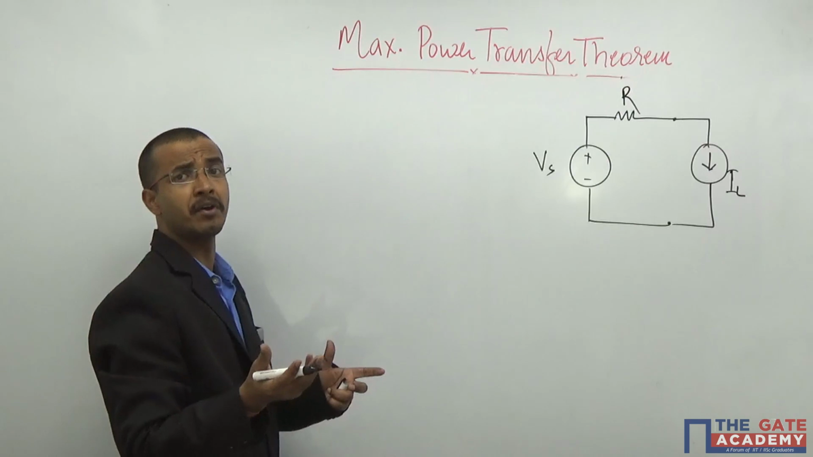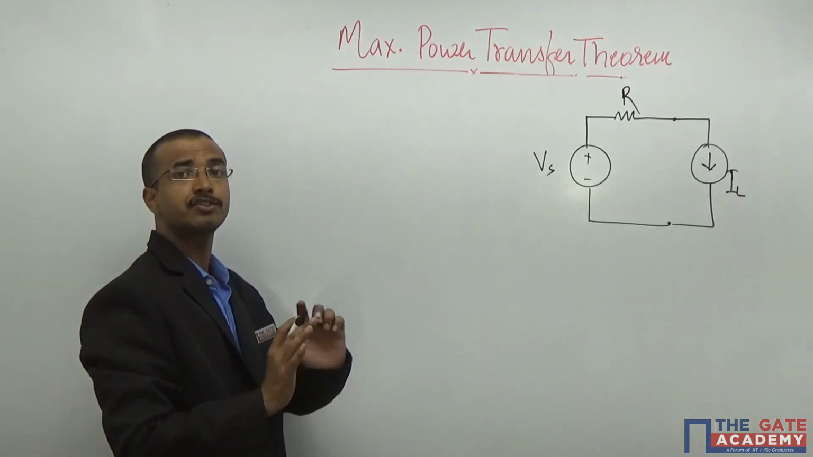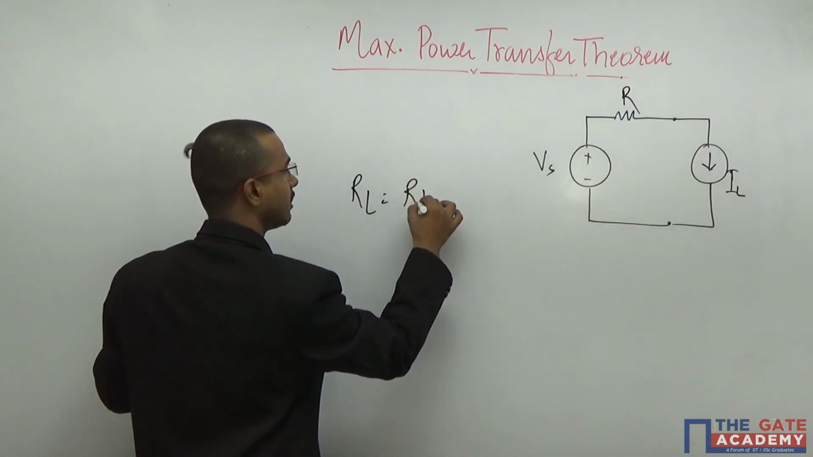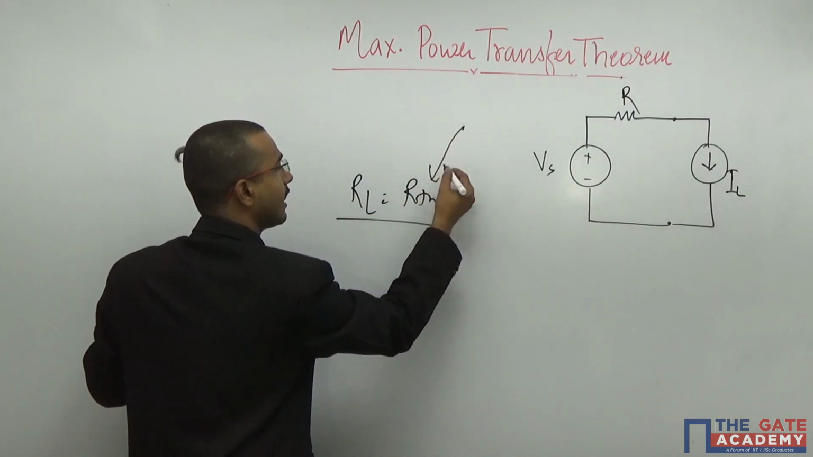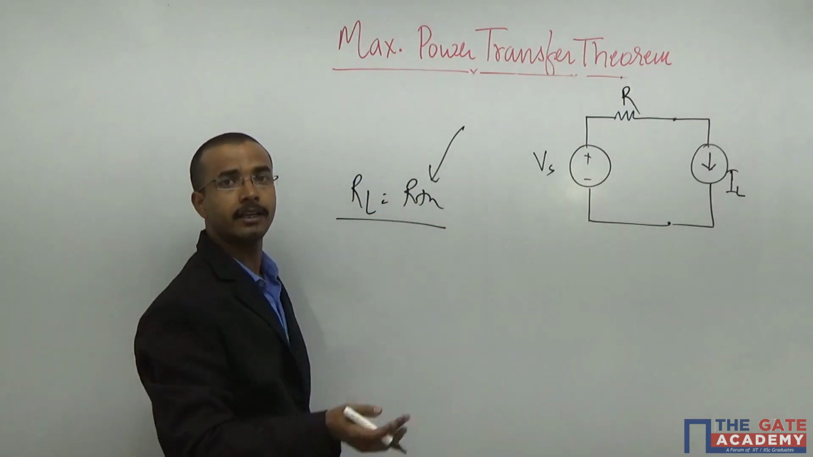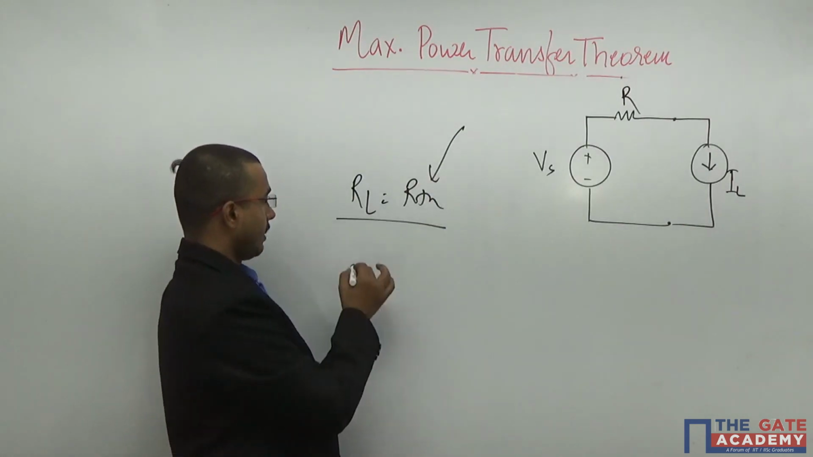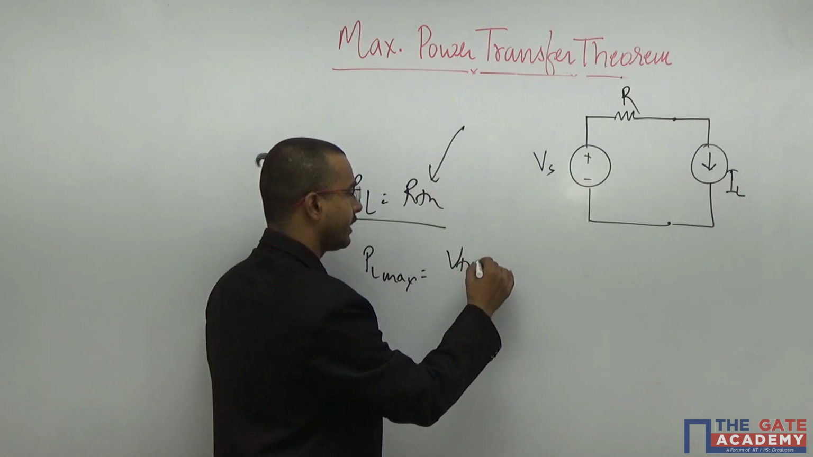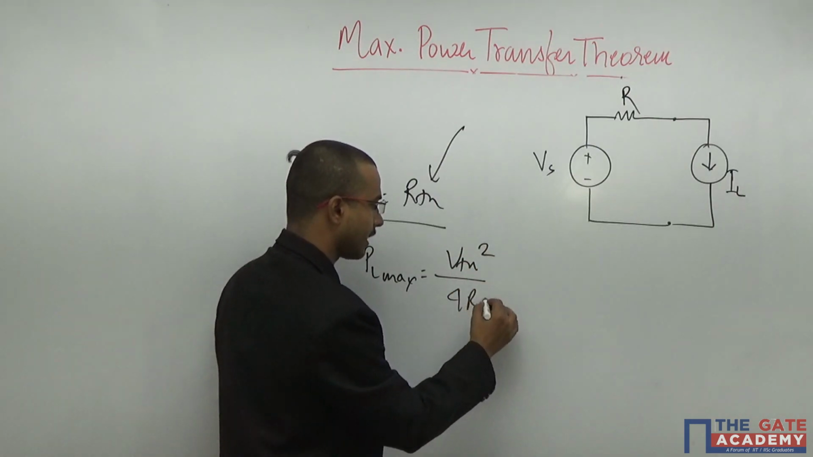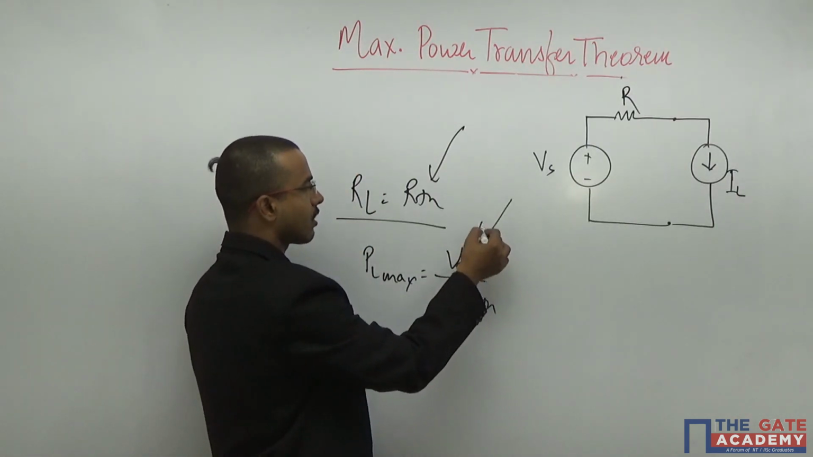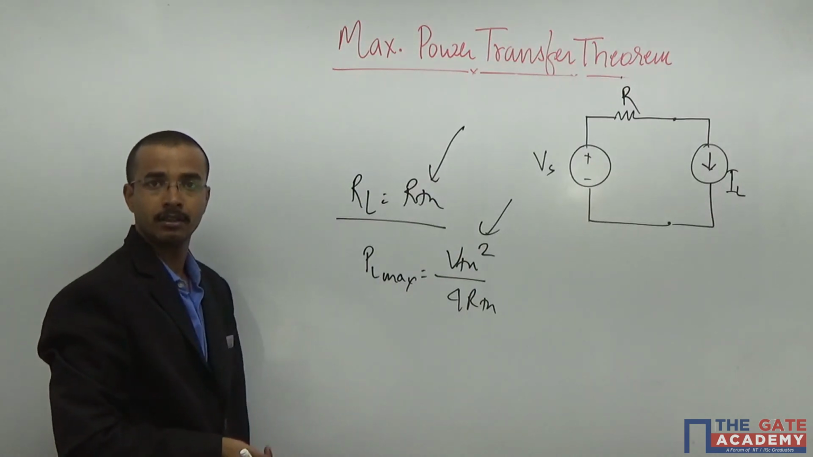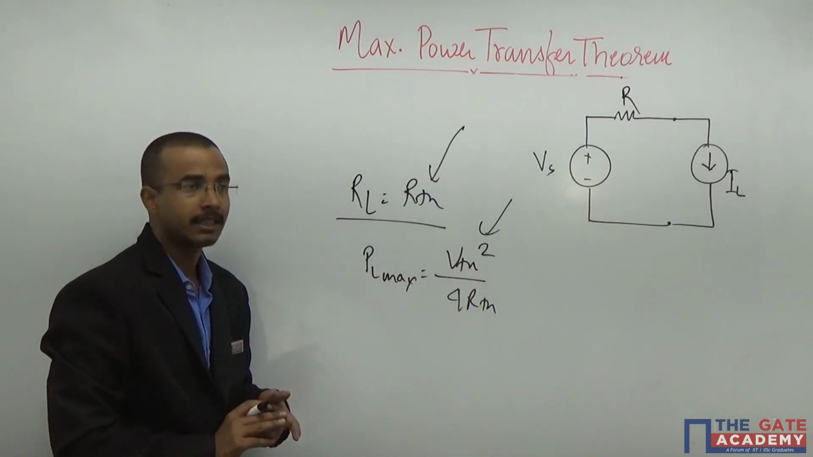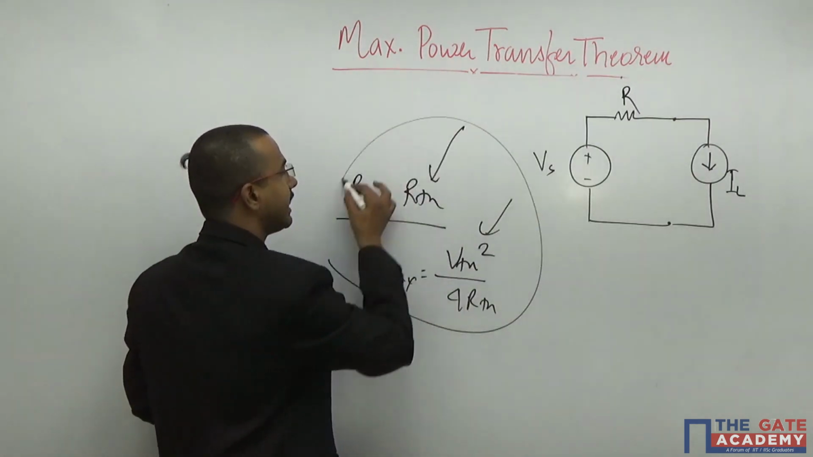Because if the load is purely resistive and variable, which is a normal case, you have calculated RL is equals to RTH. In RTH calculation, you have already learned in the theorem. The PL max is VTH square upon 4 RTH. VTH square also you have studied in the Thevenin equivalents. That means these questions you can solve very easily.